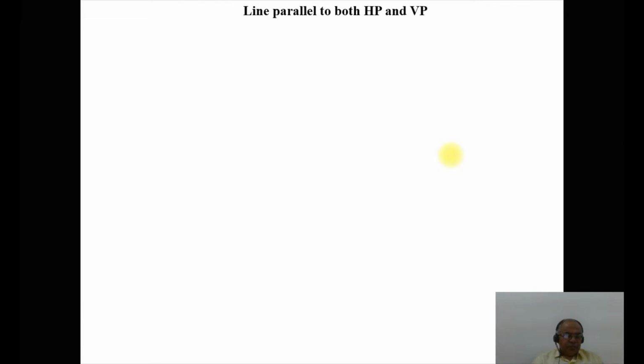Now, in this video, we are going to take up the introduction to the projections of lines. So, what is a line? A line consists of a set of points. We have gone through the projections of points, where we studied how the projections of points in the first quadrant, the second quadrant, the third quadrant, and the fourth quadrant work.